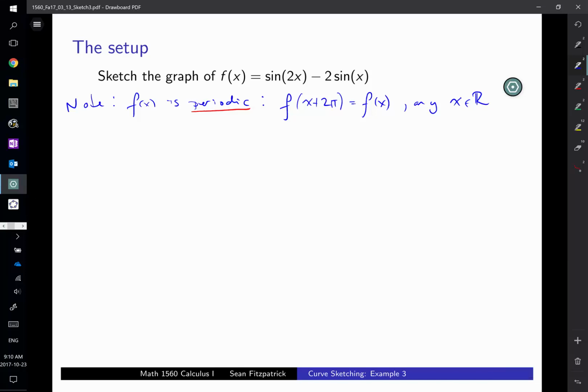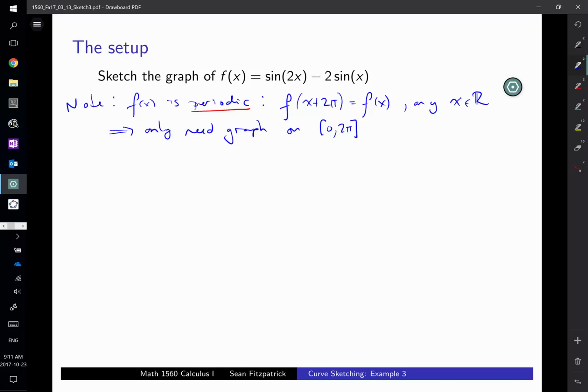And what that means is that we only really need the graph on the interval from 0 to 2 pi. Once we have the graph from 0 to 2 pi, then we can just keep repeating it, so we can make copies. So for each interval, from 2 pi to 4 pi, and from 4 pi to 6 pi, and from minus 2 pi to 0, and minus 4 pi to minus 2 pi, we can just put additional copies of the graph. Okay, so we have that observation which we need to make. Now, once we've made that observation, we can continue.